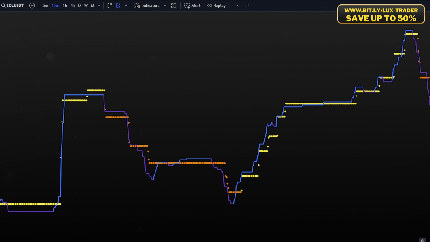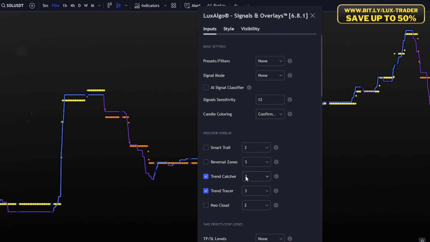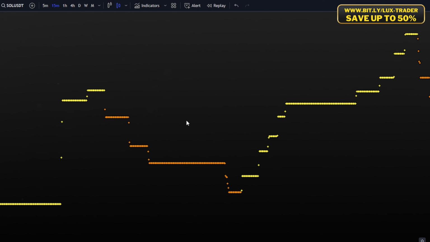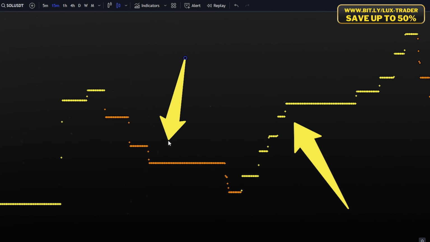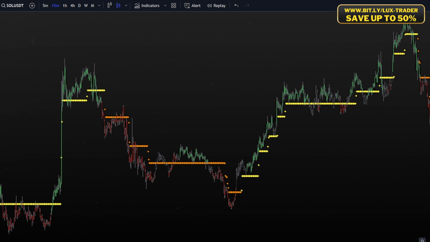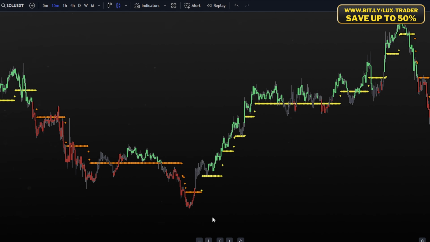Okay, now before we get into how to enter a buy or a sell trade, let's first understand how these indicator overlays work and how we will use them to find our entries. The trend tracer is a trend-following tool that helps estimate the overall trend of the price. When it shows an uptrend, it will be yellow, and when it shows a downtrend, it will be orange. We will use the trend tracer as a guide to know if the overall trend is bullish or bearish.